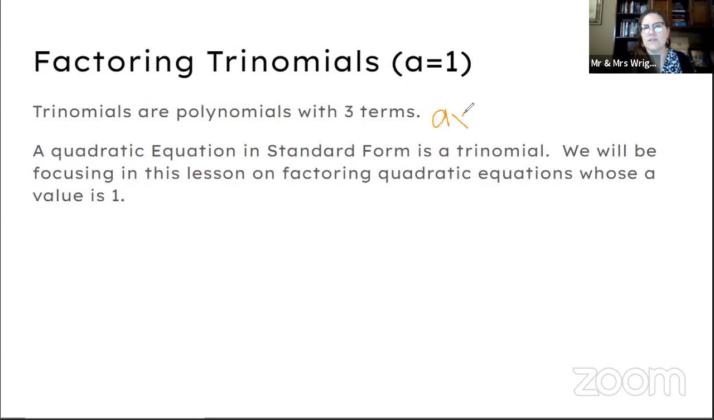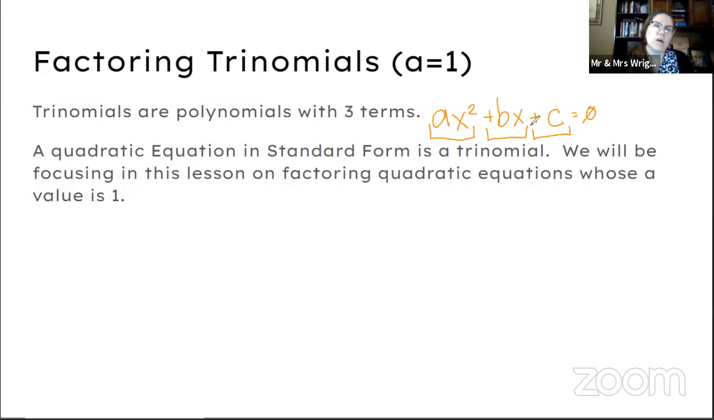So if we think of our standard form of a quadratic equation, we have ax squared plus bx plus c, and then it has an equals 0 at the end. But if you just look at this expression on the left-hand side, this is a trinomial because it has 1, 2, 3 terms in it. So that's what makes it a trinomial.